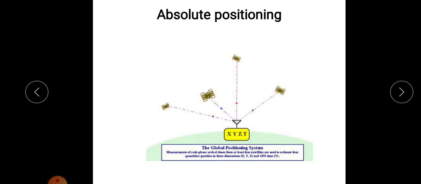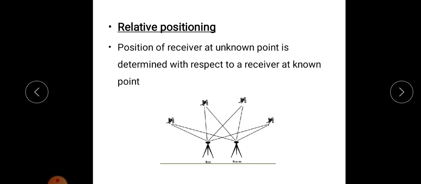So in absolute positioning there will be only one receiver, and this absolute positioning may be static or kinematic. That is, if it is moving, it is known as kinematic, and if it is stationary, it is known as static. So that is about absolute positioning. Okay, next is relative positioning.